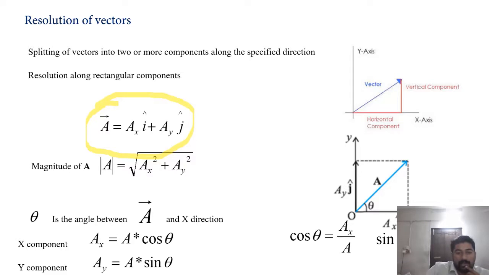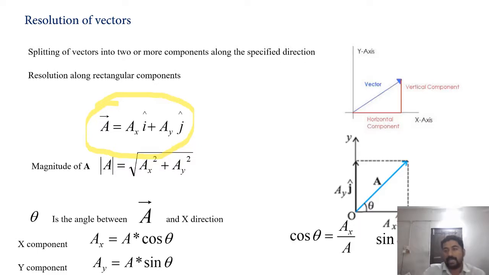Okay, so this is your vector. What is the magnitude? The magnitude of a is equal to the root of a x square plus a y square. That is, the x component squared plus the y component squared, and taking the square root, you will get the magnitude of the vector. What is the angle?